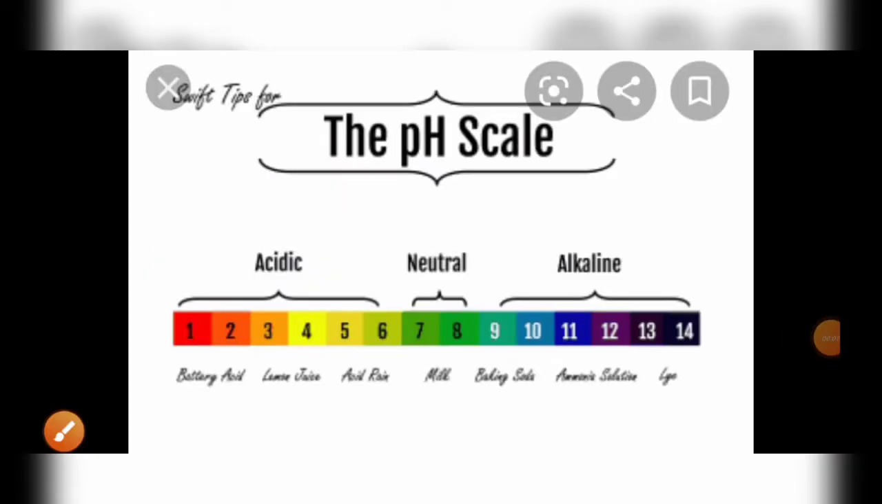Let's see about the pH sum. First of all, we go to the pH scale. What is the pH scale? The logarithm of the H plus ion concentration is known as the pH scale. From the pH scale, we have to identify whether it is acid, base or neutral. Acidic means 1 to 6, 7 is neutral, and alkaline is 8 to 14.